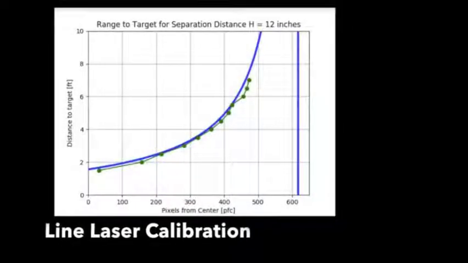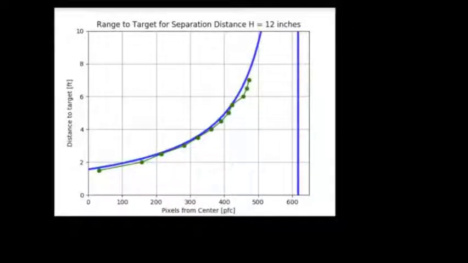Similarly to the single laser, for the line laser we also calibrated it using a wall and distance measurements. With the initial calibration done, I started with some initial testing and mapping of a target, and here I just tried to map a box with a circular cylinder on top.